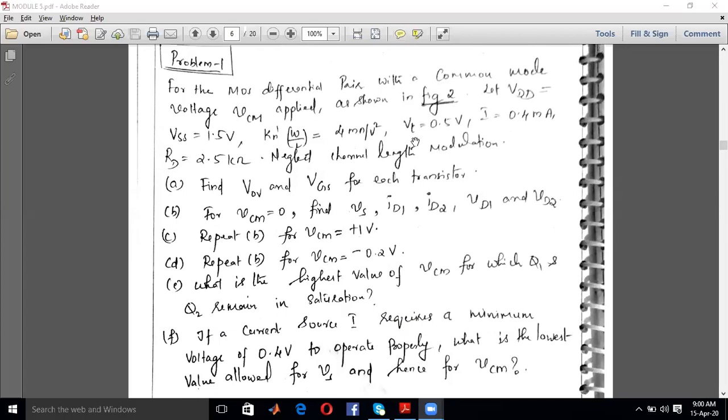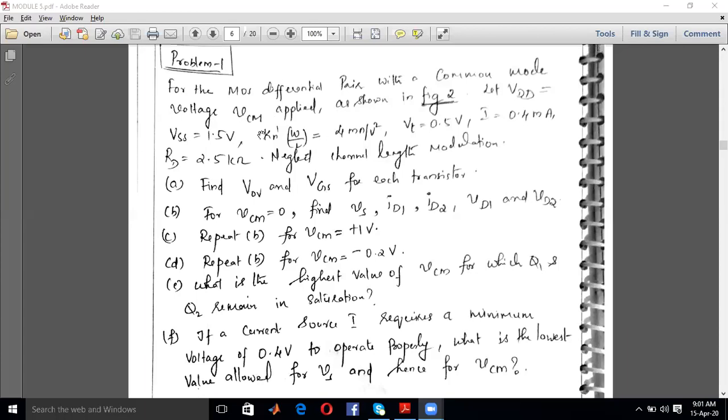As shown in the figure, it is the same as the derivation we analyzed in the previous class. Here VDD is given 1.5, VSS is also 1.5, but VSS, as you know, is negative, so we have to consider this as negative 1.5. Even though it has been given that VSS is 1.5 volt, in the circuit diagram it is mentioned as minus VSS. So always VSS will be negative; we consider VSS as minus 1.5 volt and VDD as 1.5 volt, and the magnitudes of these two voltages are the same.